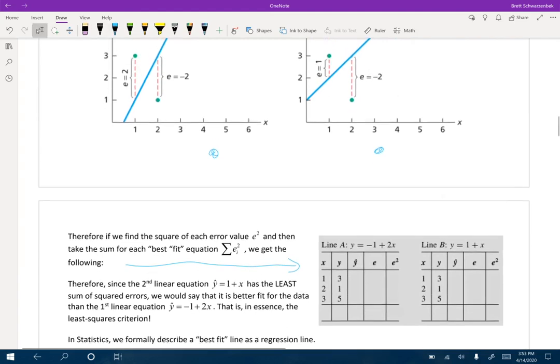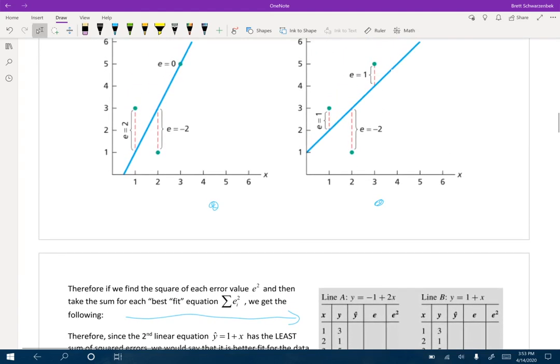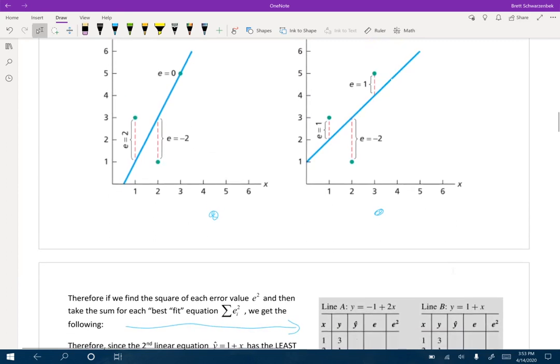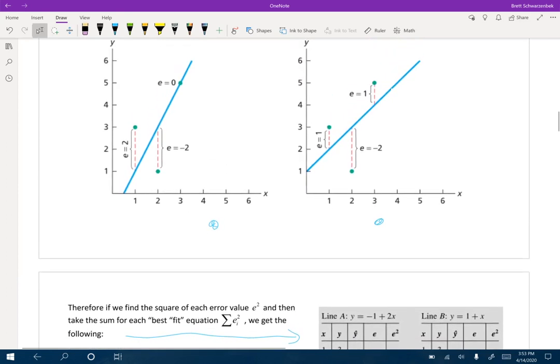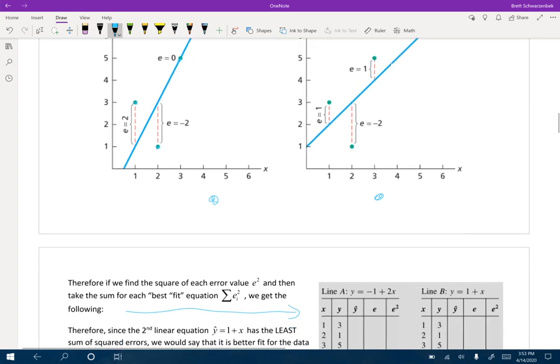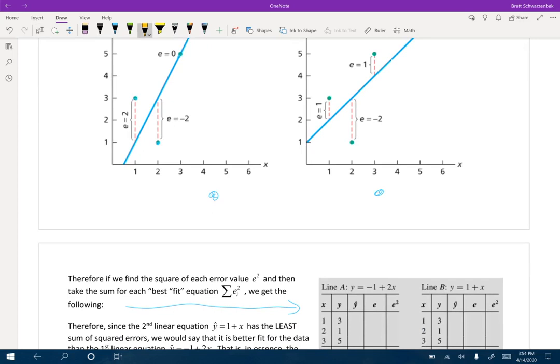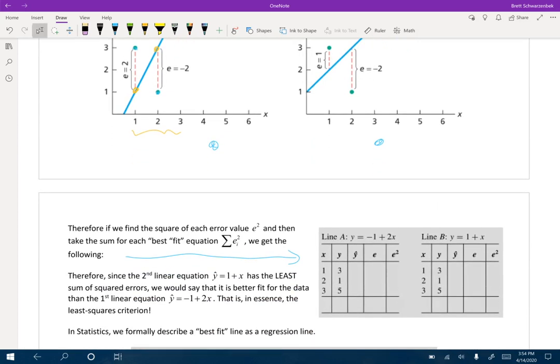I also put a predicted y on here. So for the first graph, we can go through and look at our y's, which are at y equals 3, y equals 1, and y equals 5, right? But what about the predicted y's? Those are here, here, and here. So the predicted y's, at 1, 2, and 3, are going to be 1, 3, and 5, which is what we're going to put in right here. 1, 3, and 5.